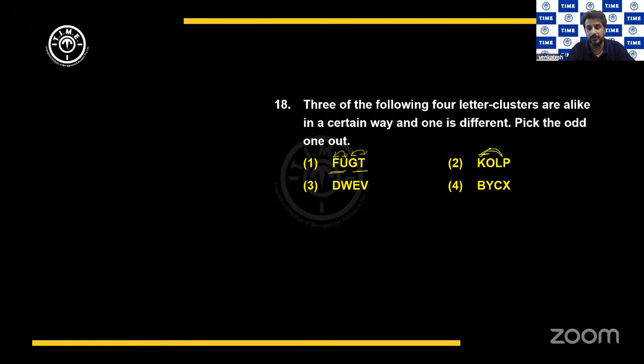KP is the opposite pair. OL is the opposite pair. First and last, second and third. Here pair of two letters. Let's see which is correct. DW opposite, EV opposite, BY opposite, CX opposite. Everywhere the sets of two letters are opposite pairs. But in the second option, first and fourth and second and third are opposite. So choice 2 is the odd one out.